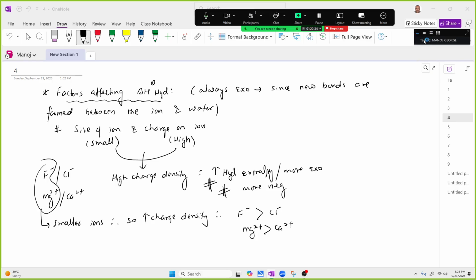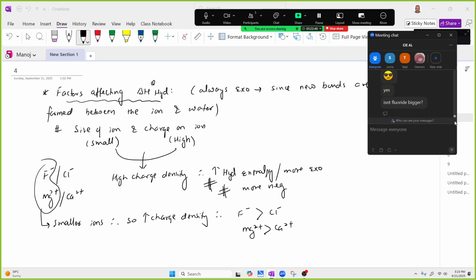So that was a small thing which was left. If you're ready, we are starting now 23.3 entropy. Let me know if I can go to my next page. Fluoride, no, size of fluoride, it has only two shells, no? Chloride has three shells. You might be remembering electron affinity. Fluoride has got only two shells. 2, 8. Chloride has got 2, 8, 8. Okay, so that's the reason why chloride is bigger in size.